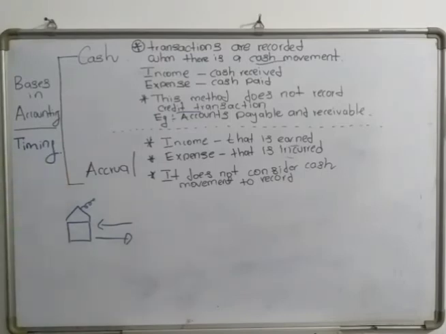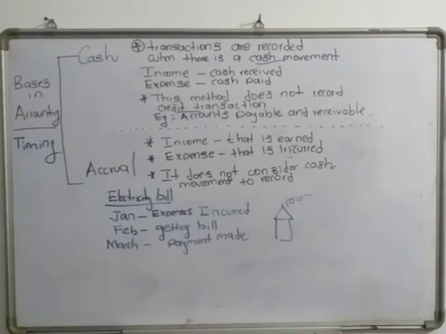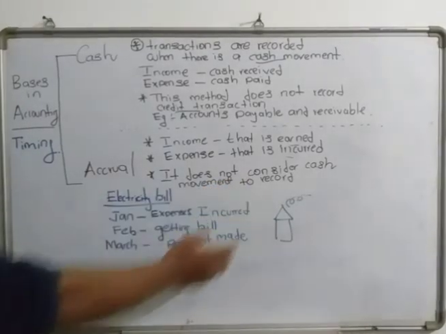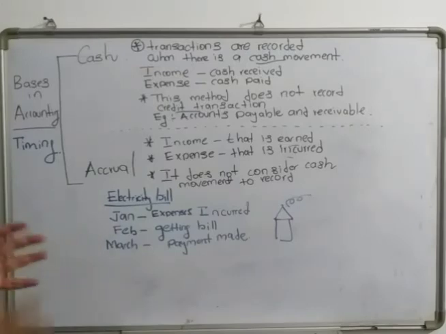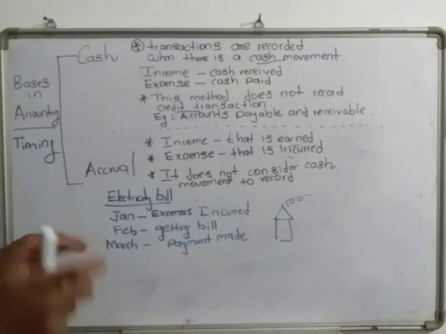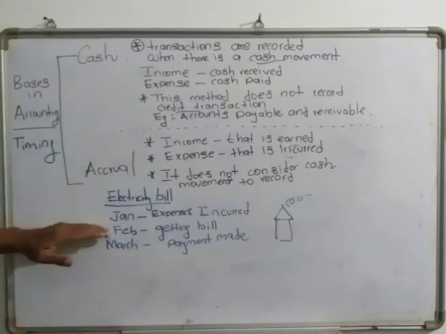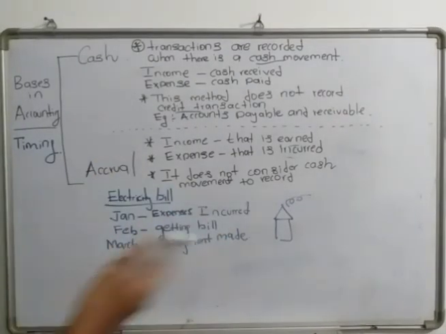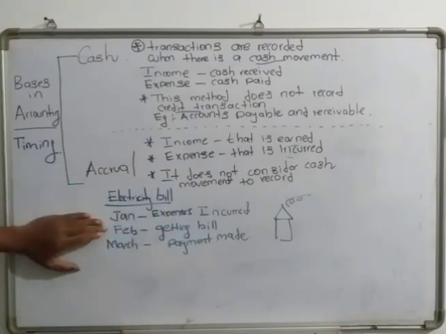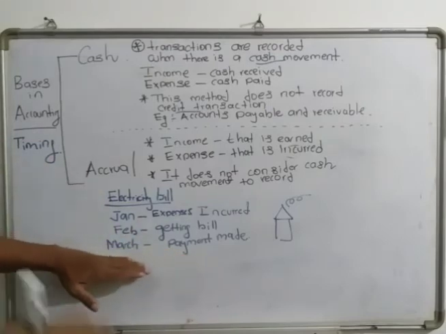We'll see some examples. I took a very simple example, that is an electricity bill. An organization is incurring electricity expenses in the month of January, consuming electricity service in the month of January. The January bill the company receives in the month of February. The electricity board delivers the bill to the organization in the month of February. However, the company made payment in the month of March.